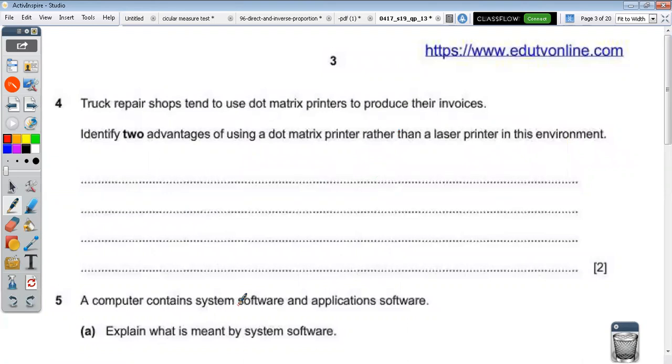Truck repair shops tend to use dot matrix printers to produce their invoices. Identify two advantages of using a dot matrix printer rather than a laser printer in this environment. Truck repair shops. So what's the advantage? Could it be that it prints more information? It's faster as compared to the laser.